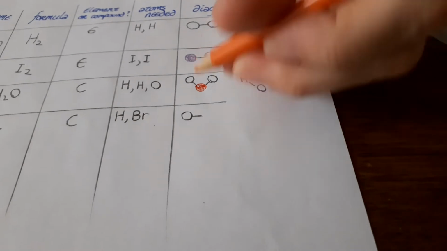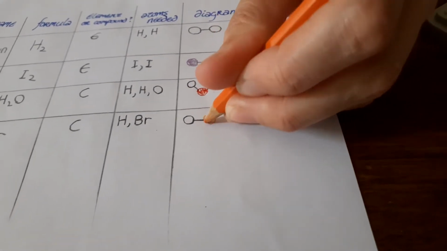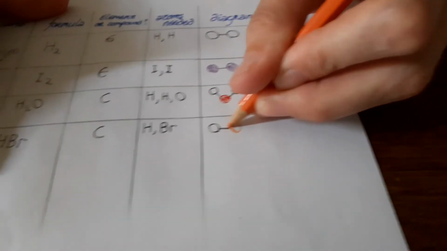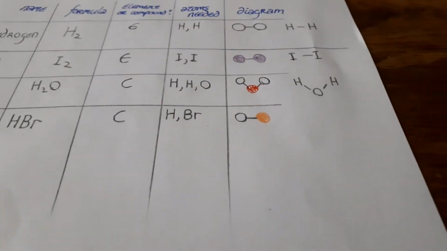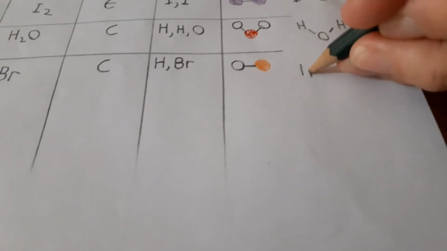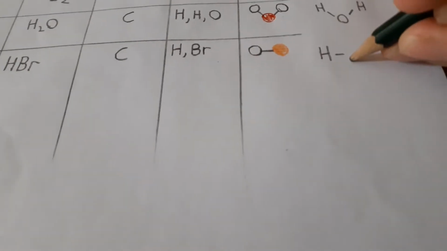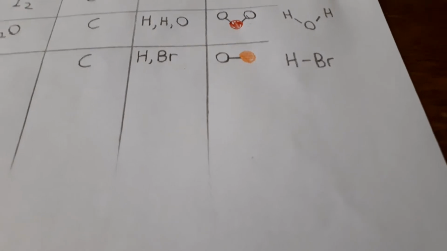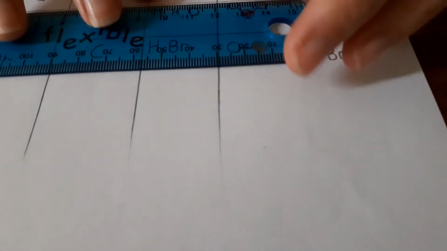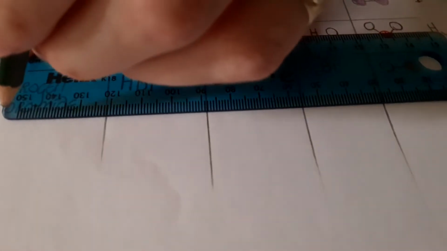Hydrogen attached to lovely orange bromine. And we can also write that as hydrogen joined to bromine. Okay, so now we're going to get a little bit more complicated.